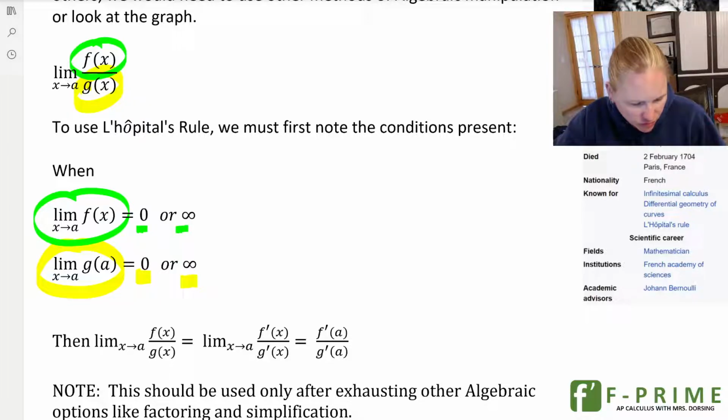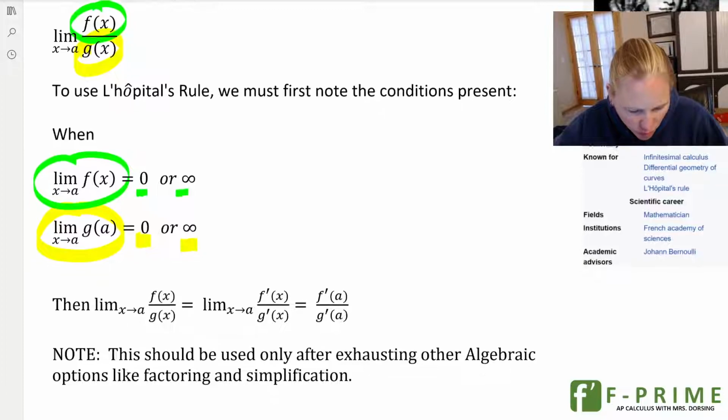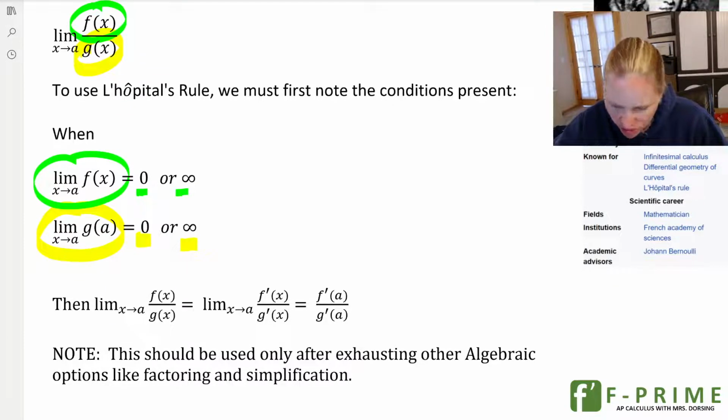And there is a great proof to this that you guys can look up. I don't have the time or the wherewithal to do it at this moment or to include it in this video, but that sounds like a great Dorsing Proves It video. We'll see if that comes its way. But basically, you can use L'Hopital's rule, but only after exhausting other algebraic options like factoring and simplification.